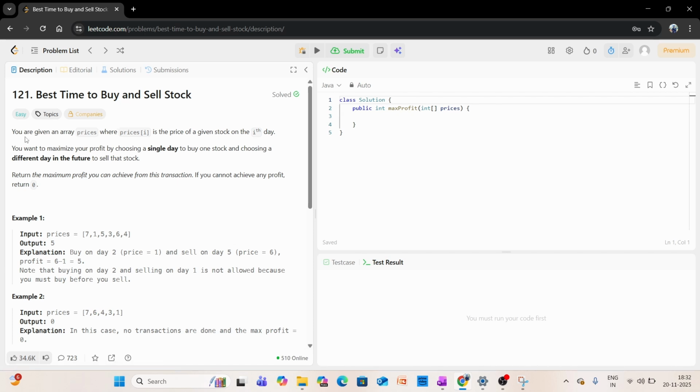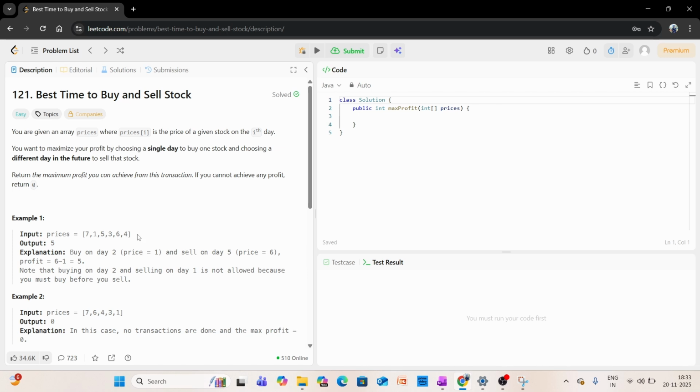We'll discuss it now. In this problem, you will be given an array of prices and its indexes will represent days, like on a single day what is the price of the particular stock, and we need to calculate the maximum profit by choosing a single day to buy the stock and choosing a different future date to sell the stock. So like this, input prices will be given like 7, 1, 5, 3, 6, 4. It means on day 1 this is the price, then day 2 and so on.